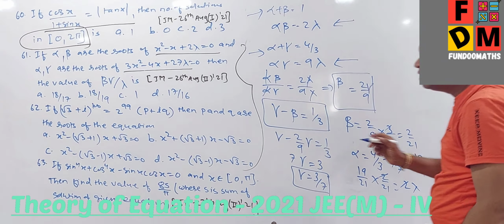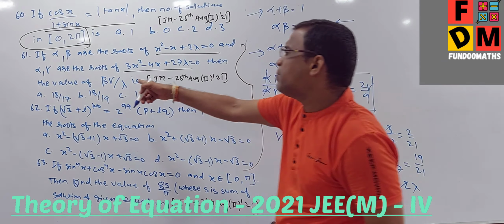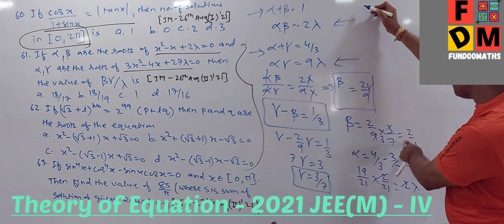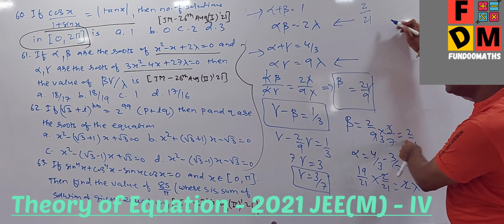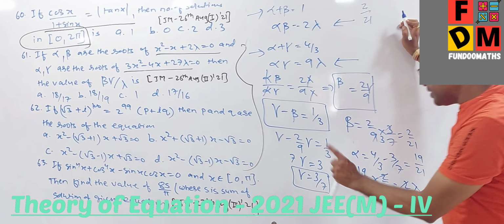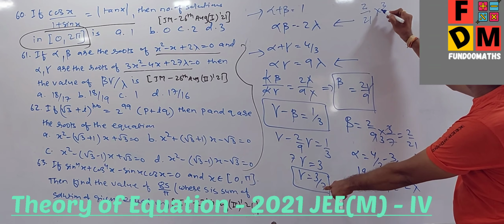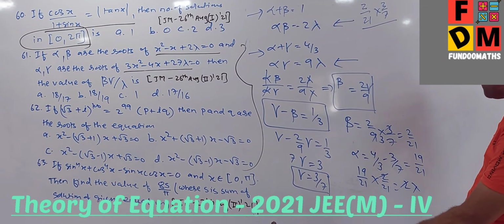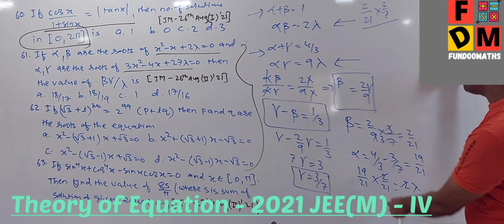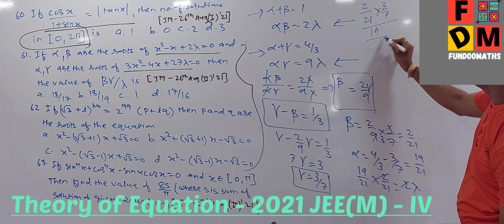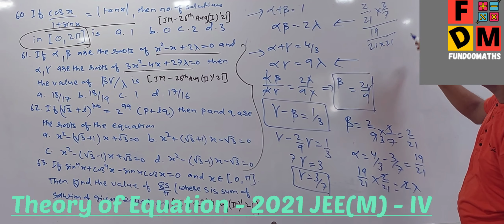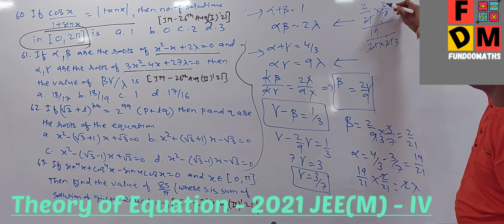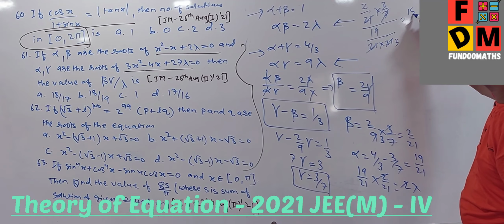Just don't write it down, because the question asks for beta gamma upon lambda. So something may cancel. So beta is this 2 by 21, multiplied by gamma, which is 3 by 7, upon lambda. Lambda is something we got, 19 upon 21. So 19 upon 21 into 21, fine, so 21 gets cancelled. 7 3s are 21, 3 2s are 6, so it is 18 upon 19.